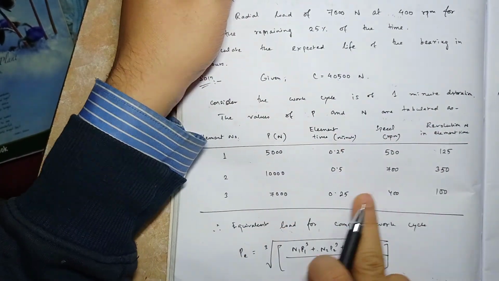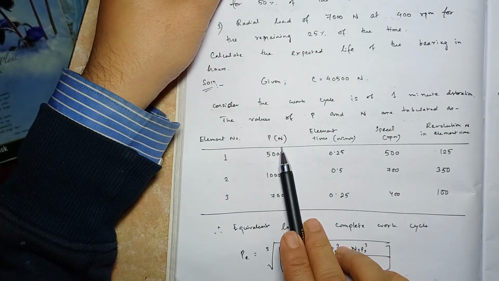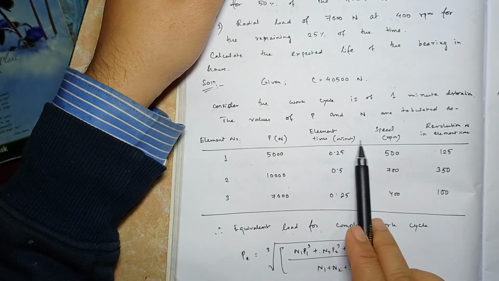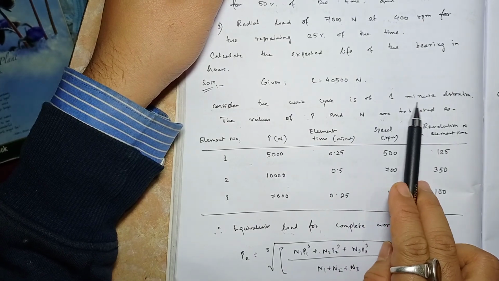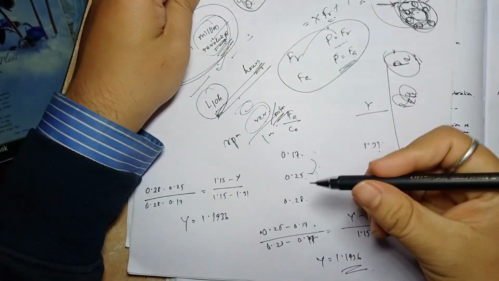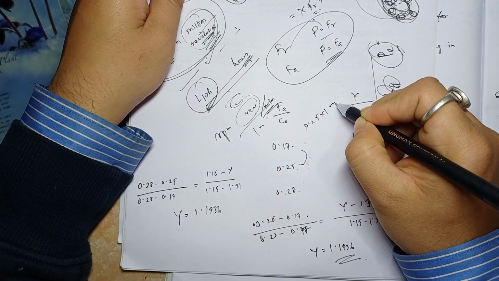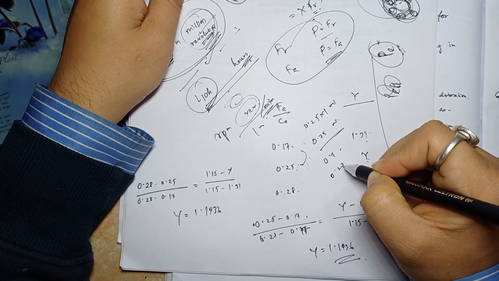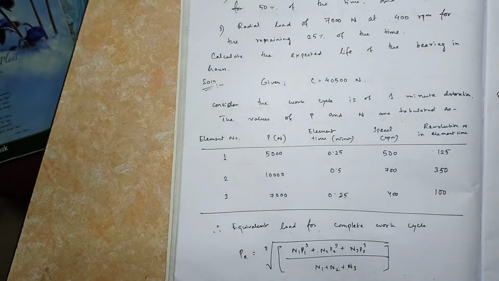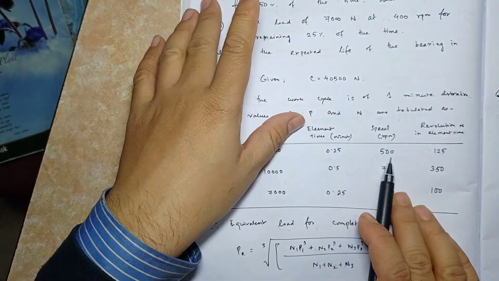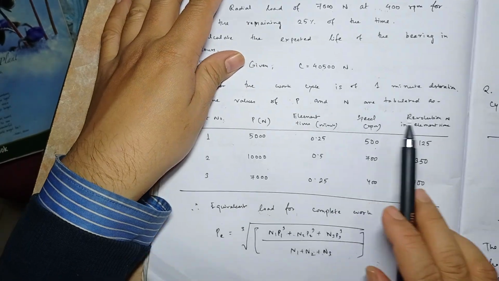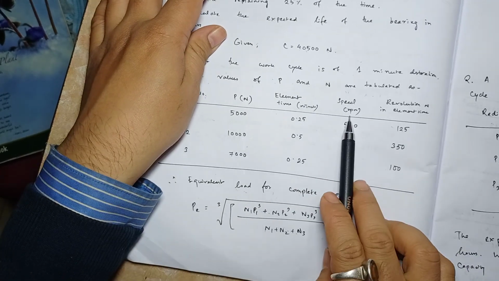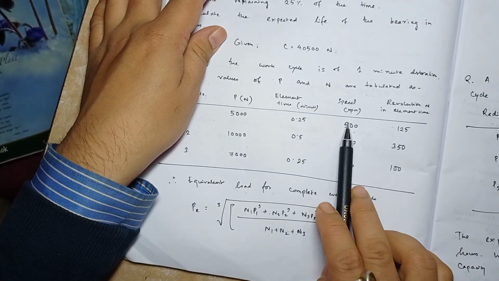Now you make it in tabular form. Three sets of values of forces are given, and element time is in minutes. For 25% of 1 minute, that means 0.25 multiplied by 1 minute, so this is 0.25 minute. Then this is 0.5 minute, and the next one will be 0.25 minute. Now the speed 500 is given, and what you have to do is find the revolutions for element time.